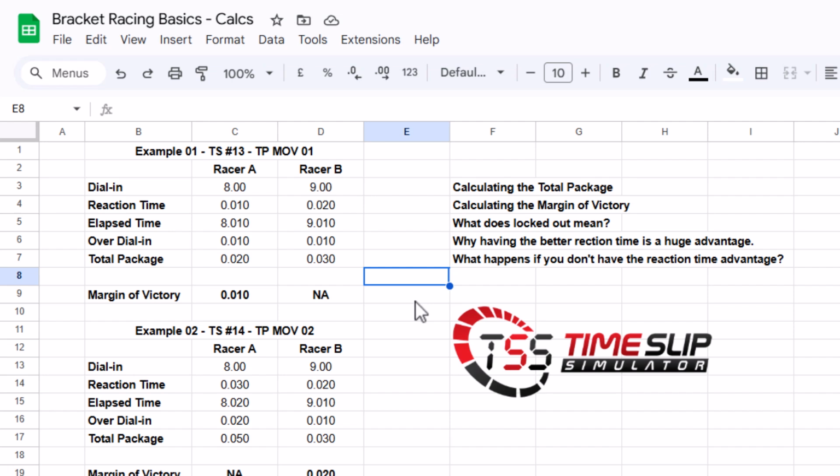Well, there you go. That wraps up the basic math for bracket racing. We talked about calculating the total package, calculating the margin of victory. What does locked out mean, or mathematically ineligible? Why having the better reaction time is a huge advantage. And what happens if you don't have the reaction time advantage?